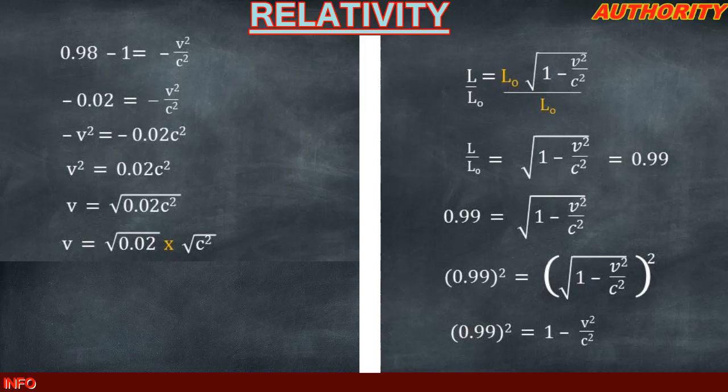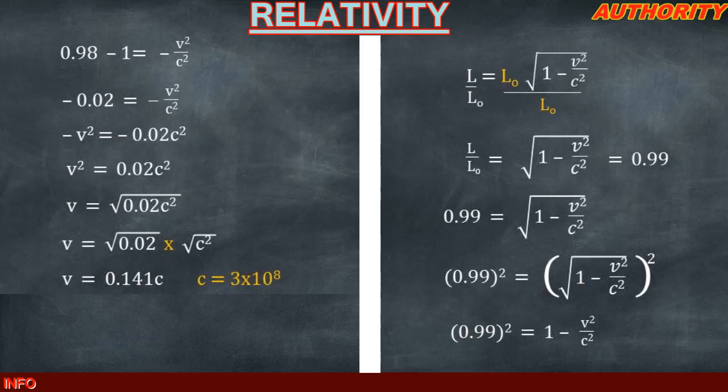Now, this square root of 0.02 c squared is the same as saying the square root of 0.02 times the square root of c squared. Now, in this c, the square root will cancel the square. That means we're going to have c. And then the square root of 0.02 is going to give us 0.141. Then we have c. So v is equal to 0.141 c. You can stop here, or you can still go further.